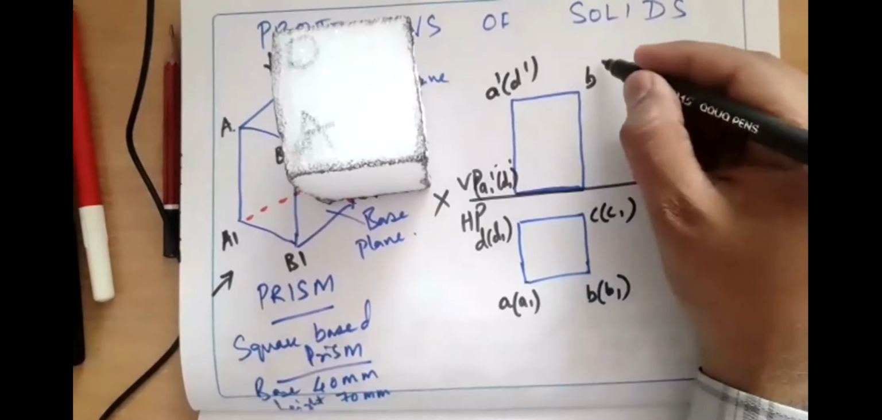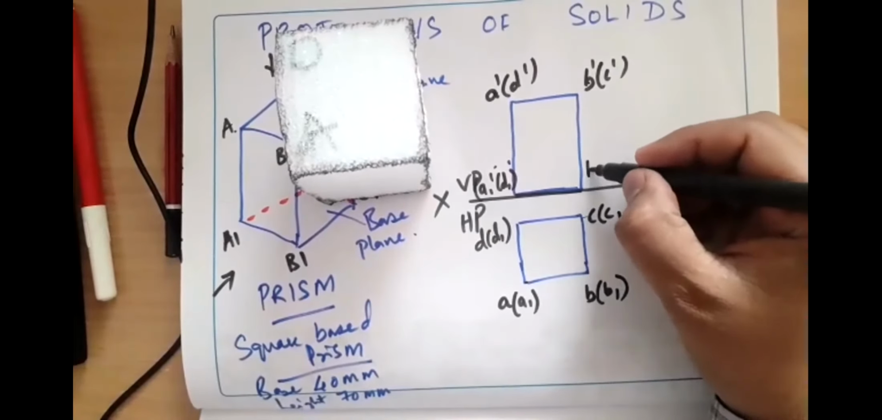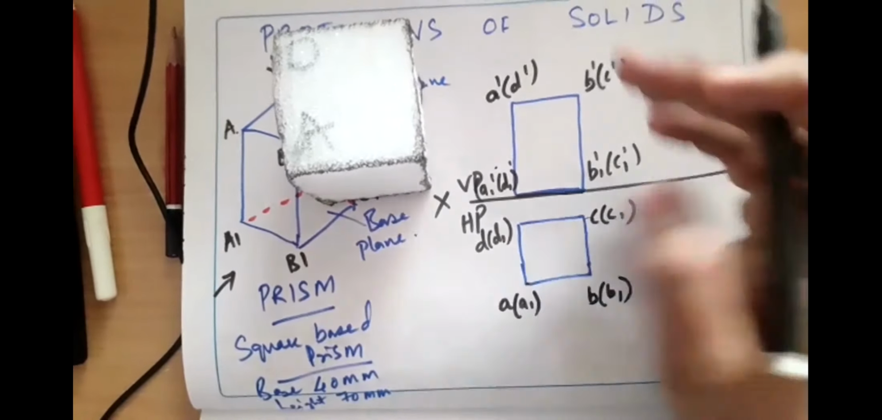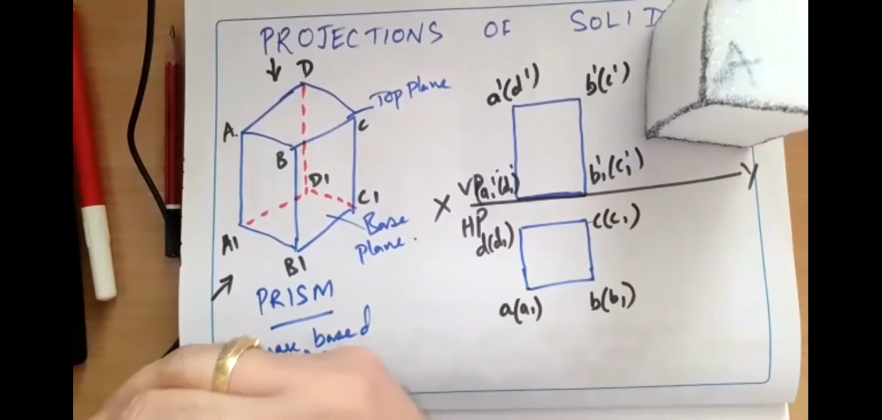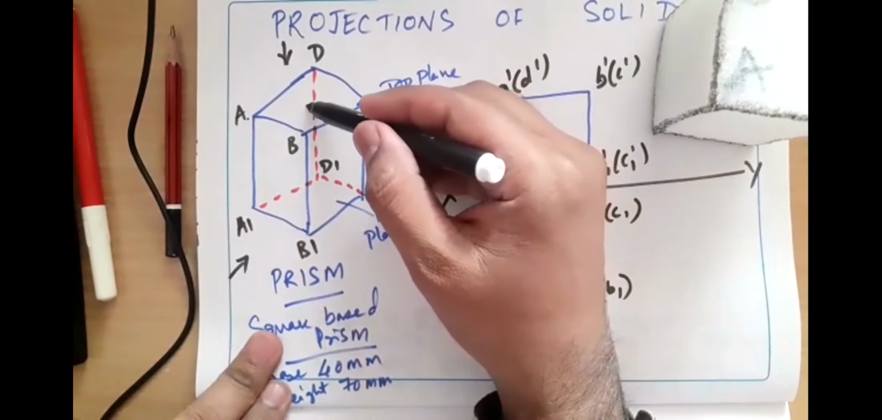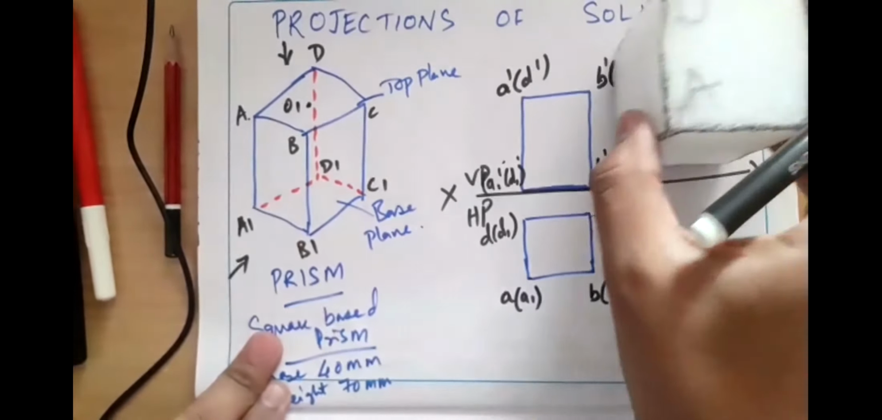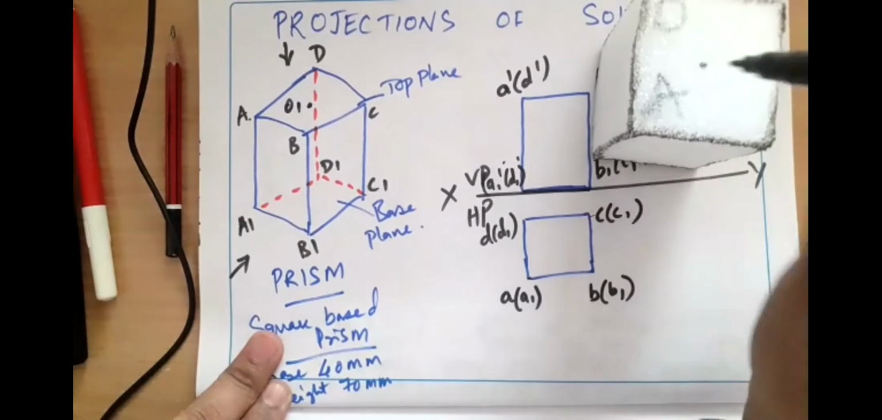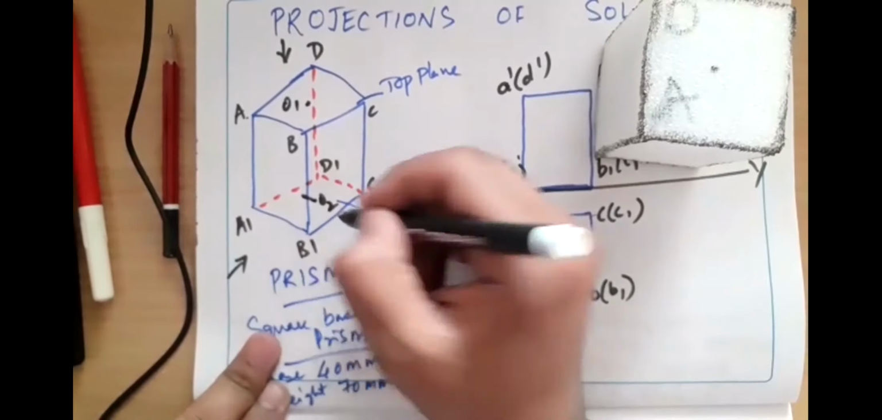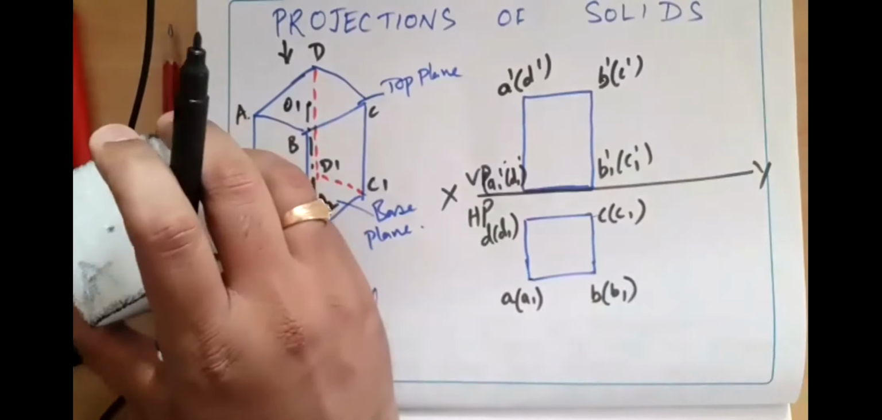B dash of D dash, C along with dash. Similarly, B1 of C1 with dash on the bottom. And very importantly, these solids are given along with the axis. Got it? I'll identify the center of the top plane and name it as O1, and the center of the bottom and name it as O2, and join this as an axis line.